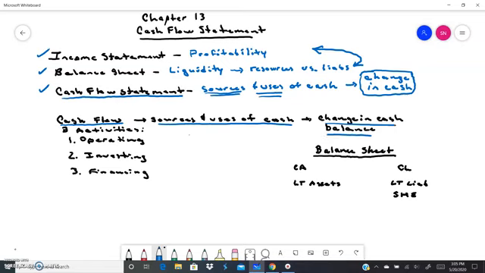Okay? And the way we're going to look at that is we're going to look at 3 different activities. We talked about this in the first class meeting. The 3 activities the company is involved in are operating activities, investing activities, and financing activities. And that's how our cash flow statement is going to be set up. So operating activities are the day-to-day operations.